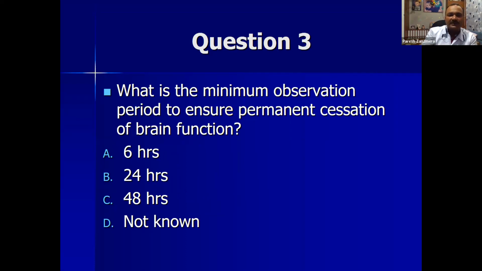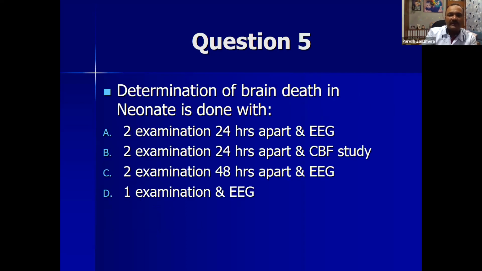What is the minimum observation period to ensure permanent cessation of brain stem function? We do the apnea test twice, 6 hours apart. So the answer is 6 hours in an adult patient. And determination of brain death in a neonate is done with what duration? Two examinations 24 hours apart. I'm talking about neonates, 7 days to 2 months. So that is 48 hours, right?